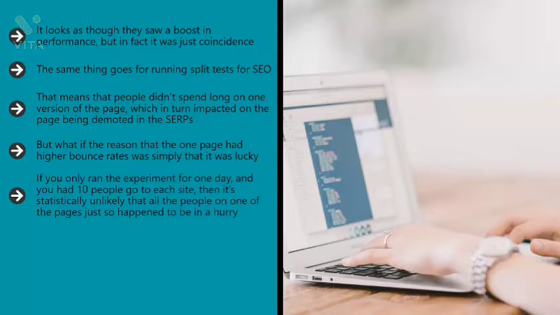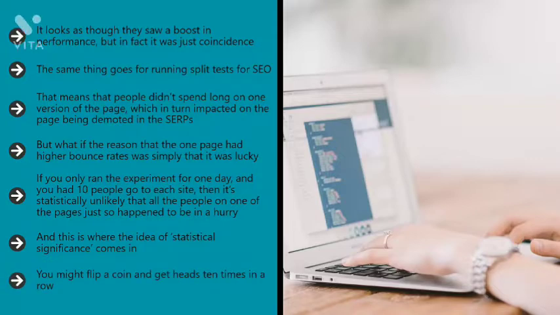If you only ran the experiment for one day and you had 10 people go to each site, then it's statistically unlikely that all the people on one of the pages just so happen to be in a hurry, but it's not impossible. And this is where the idea of statistical significance comes in. In order to rule out freak coincidence and chance, you need a large enough sample size. You can never say with 100% certainty that the results of your test are accurate, but you can run the test long enough and get enough subjects to say that it is accurate beyond reasonable doubt.